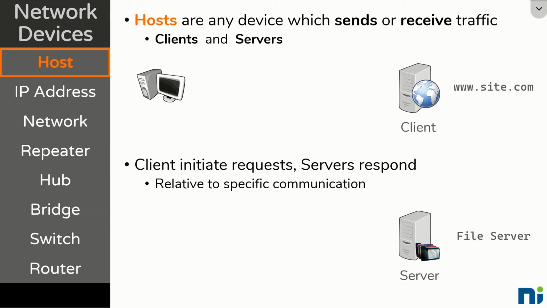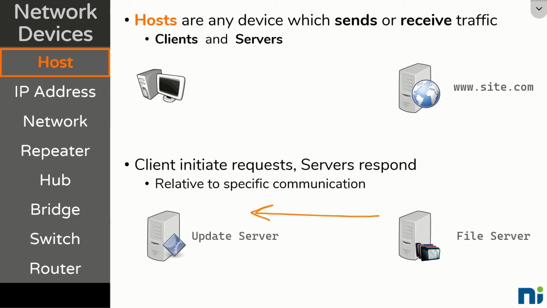We can take it a step further. This file server at some point might need to run some sort of software update. Well, when it's making the request to the update server to download the new software, it's acting as the client, and when the update server is providing the updates back to the file server, it's acting as the server. So the terms client and server are specific to the communication that is occurring.